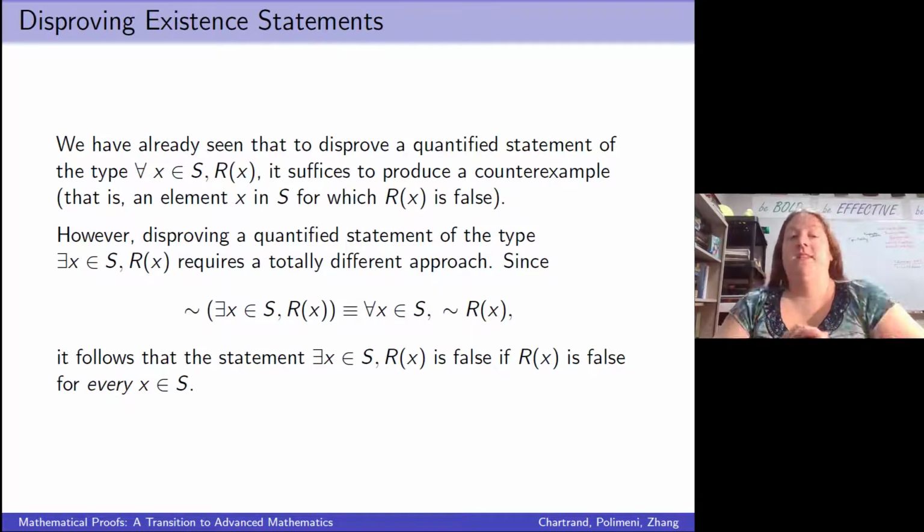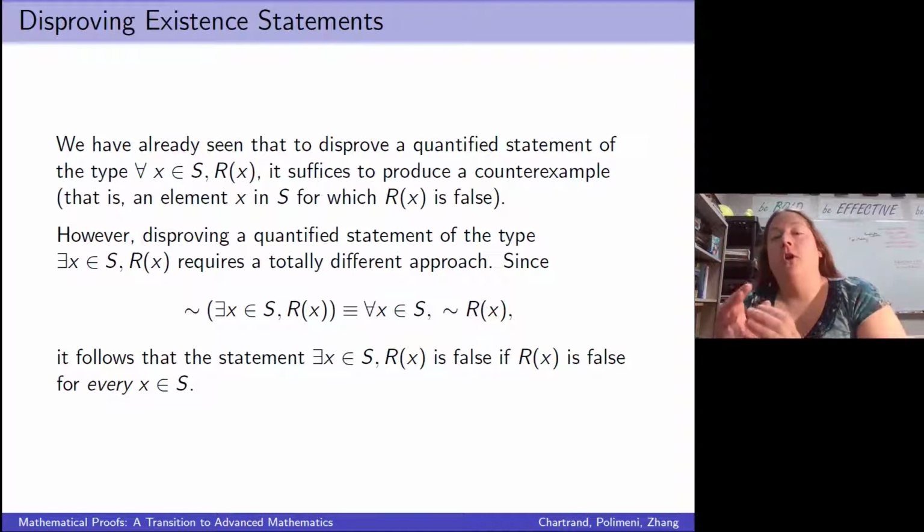So, if I have an existence statement, there exists x in S such that R of x. Now, the negation of that statement, I'm negating an existential quantifier, which if we reach way back, we know that means that the negation of the existential quantifier is going to become a universal quantifier. So not there exists x in S, R of x is going to become for all x in S. And then we pull the negation into the statement, so not R of x.